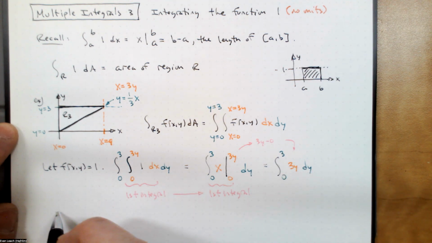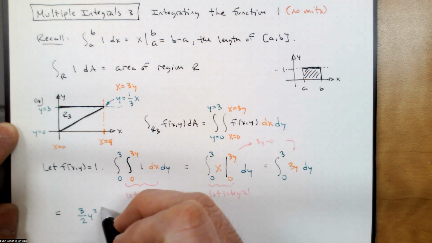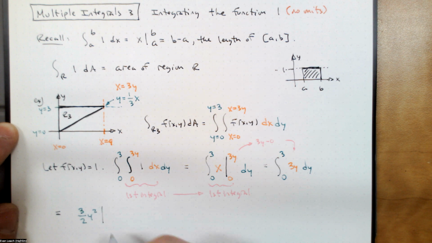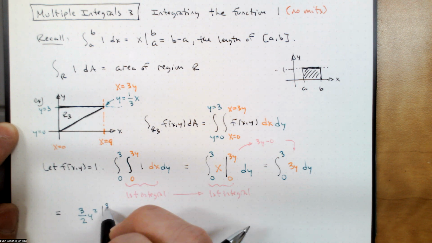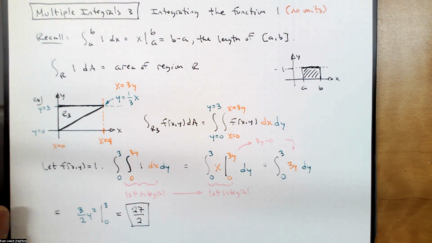The integral of 3y with respect to y is 3/2 y squared, and then this needs to get evaluated from 0 to 3. Plugging in the 3, we get 27 over 2 minus 0, which is exactly what we expected. 27 is the area of the rectangle. Half of that will be the area of the triangle.